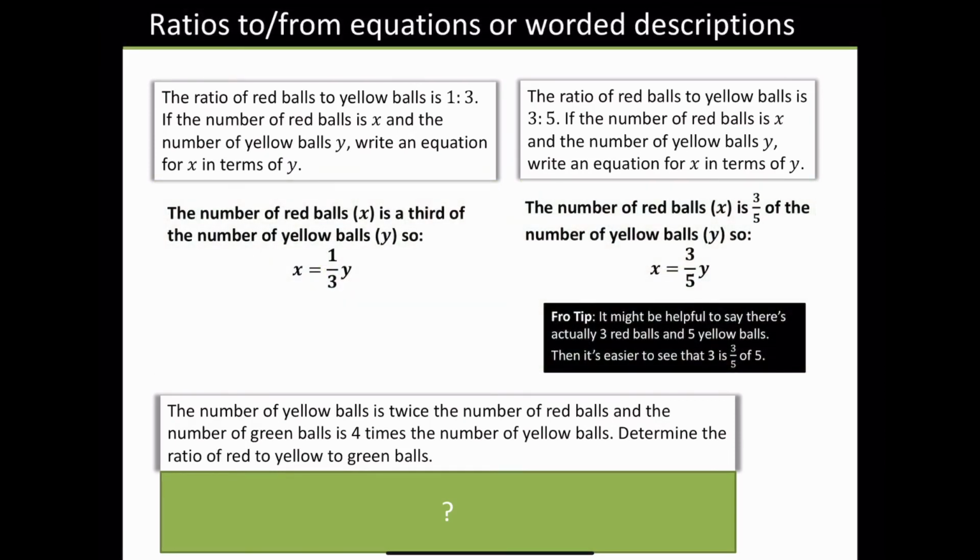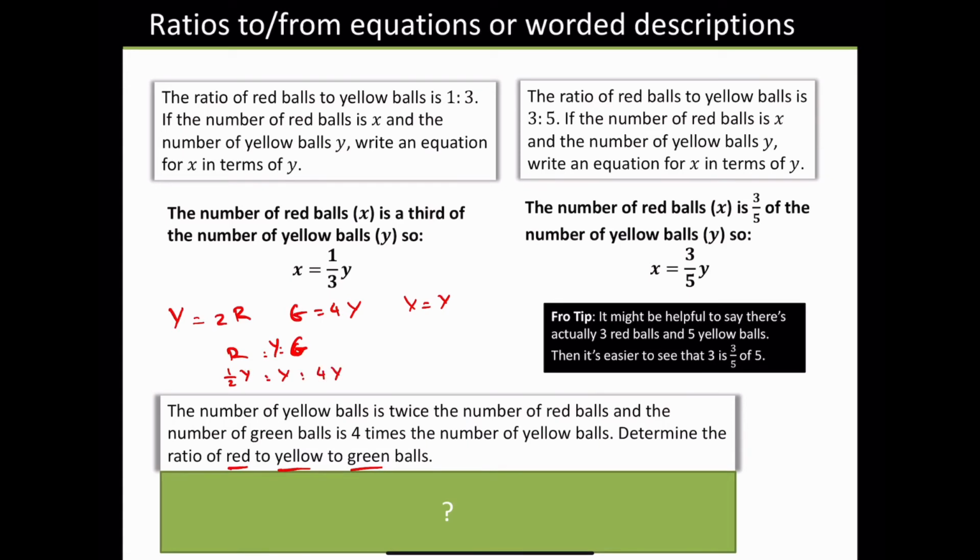In a similar way, x is 3/5 of y. The one underneath is a bit more interesting. If you read it, it says the number of yellow balls is twice the number of red balls. Number of green is 4 times the yellow. So that's why I've got 2r, 4y, and y. The question is asking for the ratio red, yellow, green. Red is half of yellow, yellow is yellow, and green is 4 yellow.